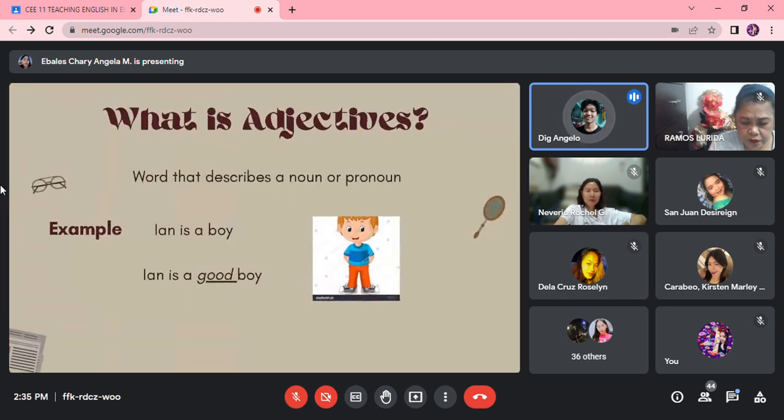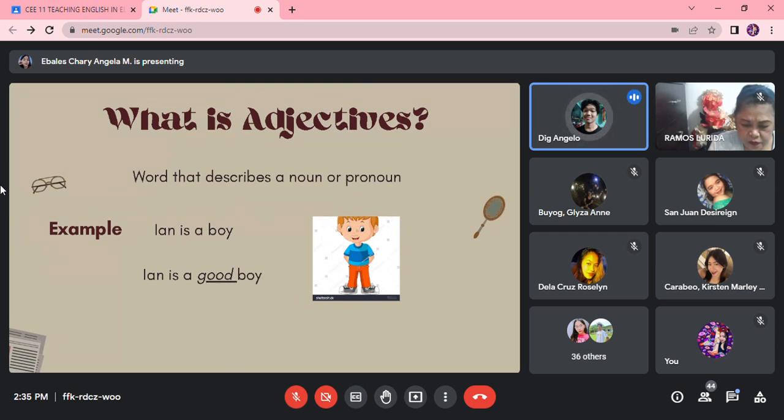So first things first, what is an adjective? These are the words that describe a noun or a pronoun. So for example, Ian is a boy. Here, we're able to understand that Ian is a boy, but we are not able to get more detail about what kind of boy Ian is. So I will put the word good, so it will become Ian is a good boy. Here we are describing the quality of Ian by telling that he is a good boy. So good is an adjective here. So next po.